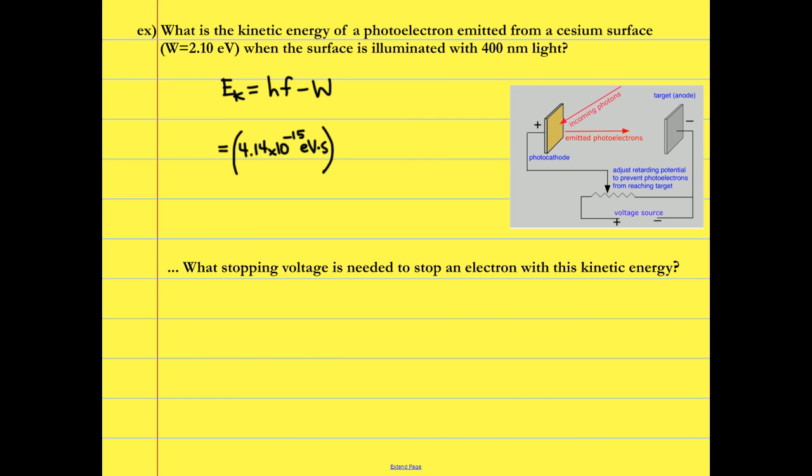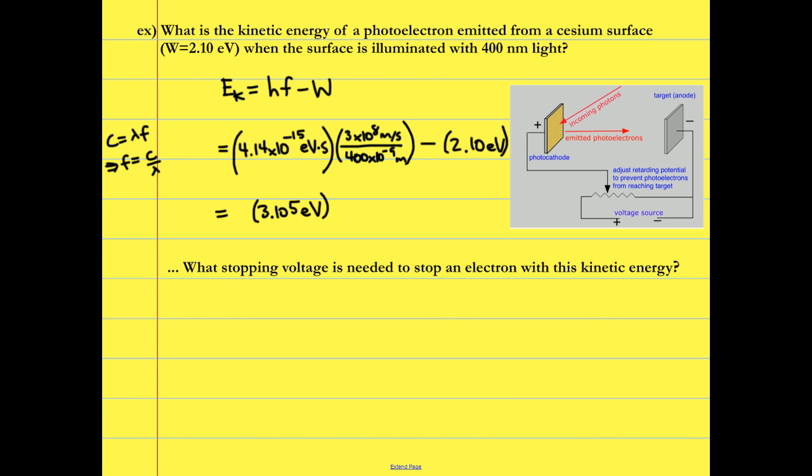Put in Planck's constant in terms of electron volts. We'll need the wave equation, isolate it for the frequency. So that's the frequency of a 400 nanometer photon. We'll subtract the work function of the piece of cesium, and we'll figure out the first bit. So that's 3.105 electron volts there. Subtract the work function again. The excess energy is about 1 electron volt. So the kinetic energy of a photoelectron in this situation is 1.01 electron volts.